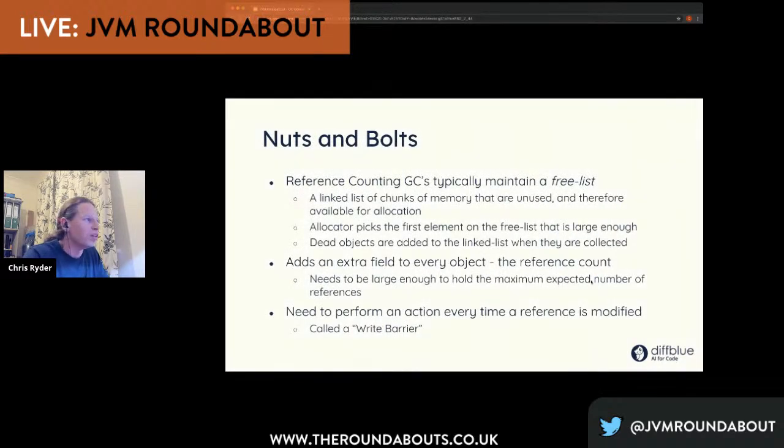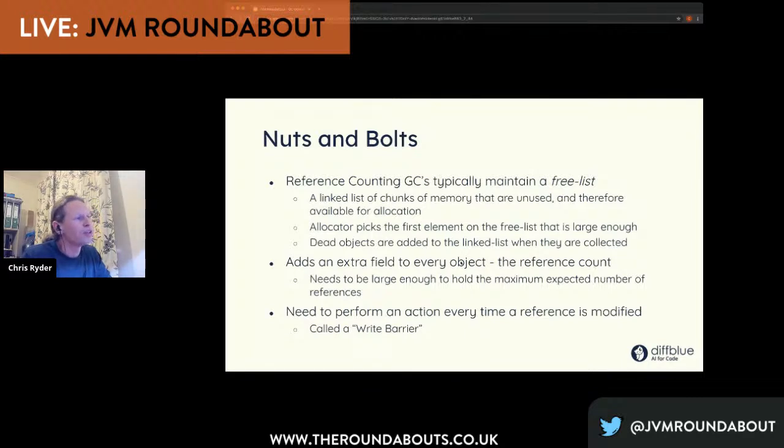In terms of the actual mechanism of how it works, reference counting GCs typically maintain what's called a free list. And a free list is conceptually effectively just a linked list of pieces of memory that are available for allocation. So they're free, they're empty, and they can be used for new objects. And the allocator will basically just take the first thing off of that free list that is large enough to hold the object that you're trying to allocate. And then when you have a dead object, you just link it into the linked list. So it's a fairly fast operation in that sense.